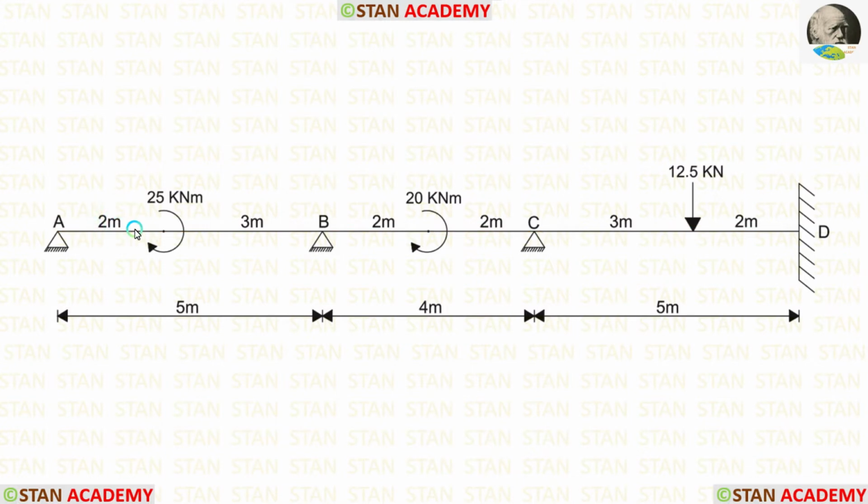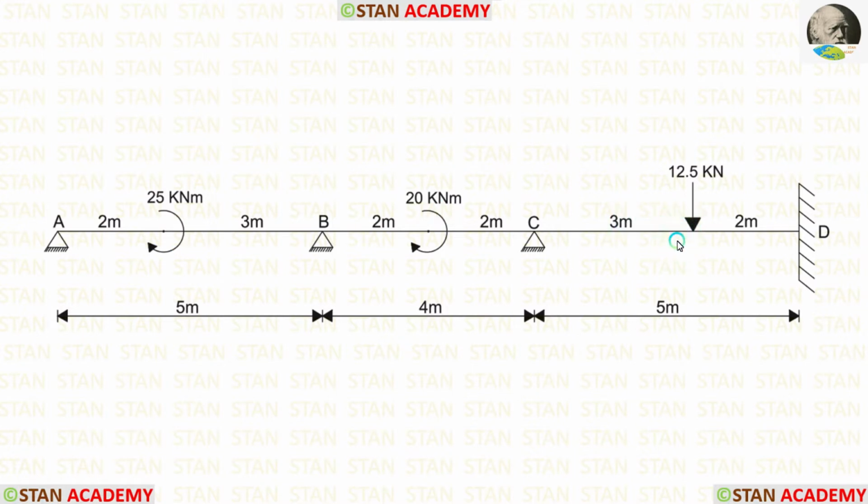In the span AB, there is a concentrated moment 25 kN meter acting at 2 meter from the point A. In the span BC, there is a concentrated moment 20 kN meter acting in the center. Both of the moments are acting in the clockwise direction.